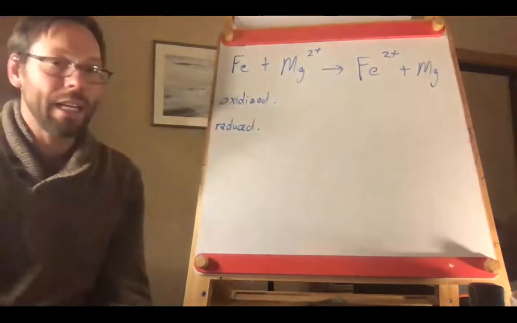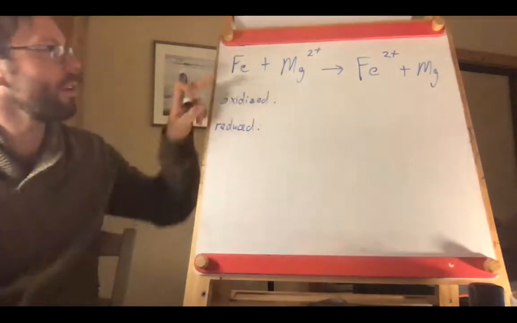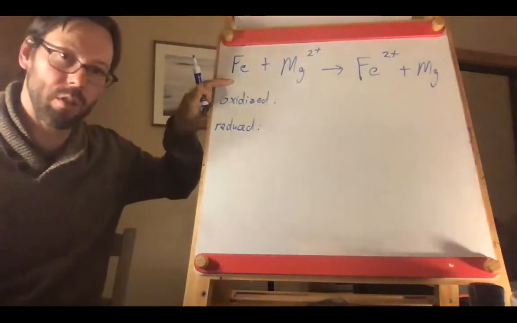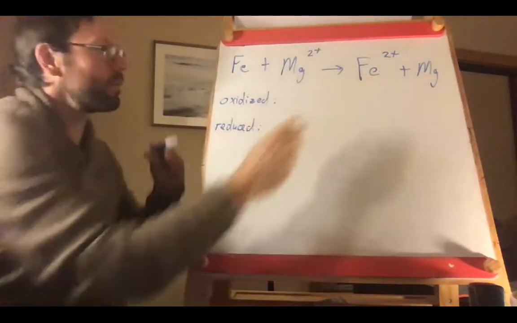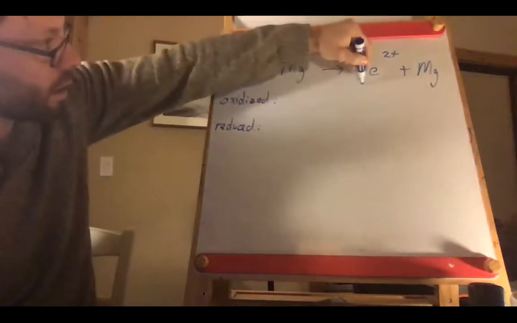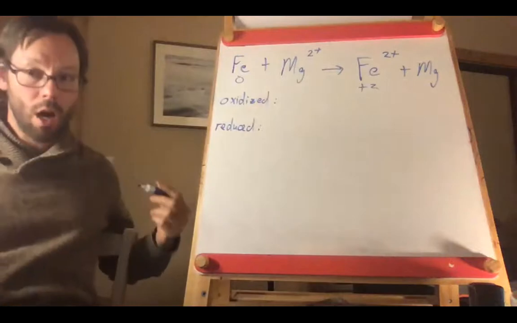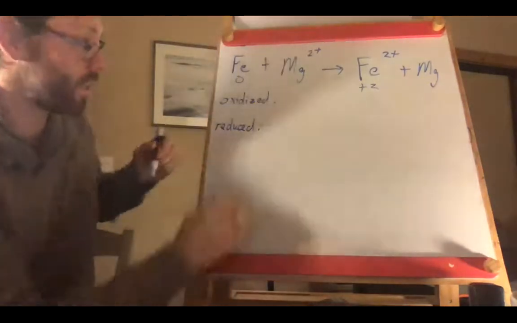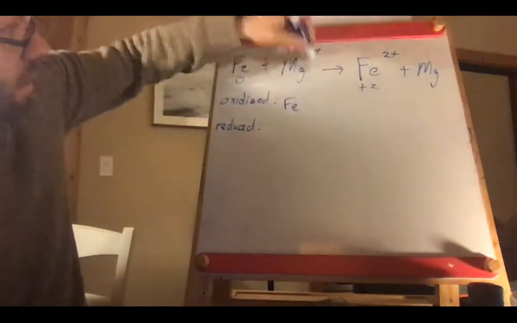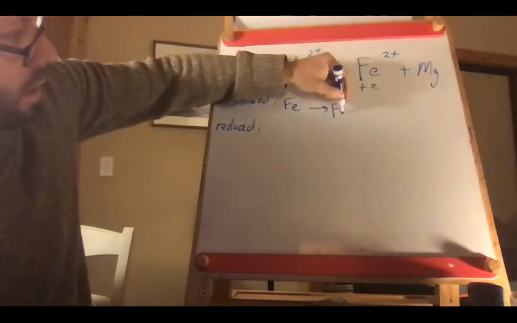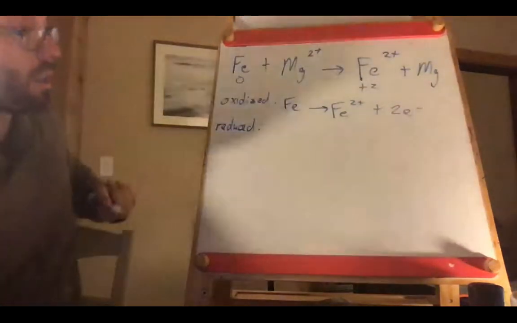Anyway, what's being reduced, what's being oxidized? Let's look at iron. Iron here is going to have an oxidation state of 0. And then over here, it has an oxidation state of +2, right? So in order to go from 0 to +2, it must have lost electrons, and therefore it's going to be oxidized, right? So Fe goes to Fe2+, and then again, we usually write 2 electrons to balance it out.